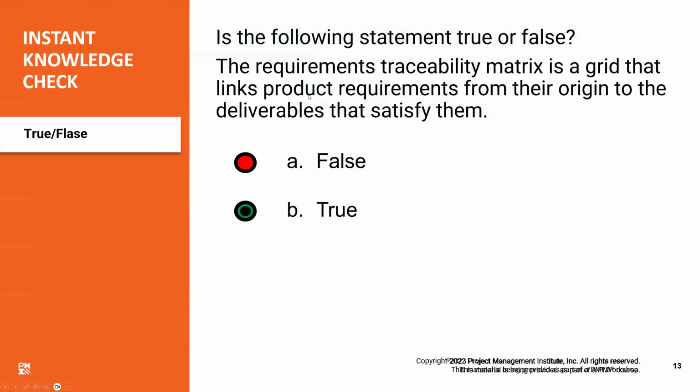Question: is the following statement true or false? The requirement traceability matrix is a grid that links product requirements from their origin to the deliverables that satisfy them. True. It is true. Okay.